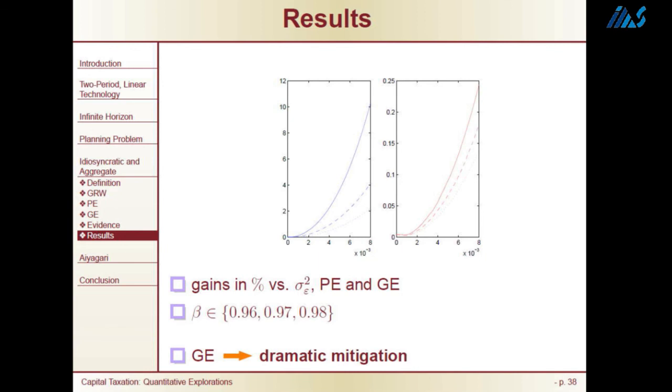The neoclassical production function. And the three curves correspond to three different values of the discount factor, because what really matters is the amount of uncertainty per unit of discounting. So it depends on beta in a very predictable way. But what you see is that in partial equilibrium, first, the range is very large, and it goes up to something like 10%. So these are very large welfare gains. But it can also be very small. And you can also see that when you move from partial equilibrium to general equilibrium, these gains are drastically mitigated. The maximum you can get in this general equilibrium calculation is 0.25%. So much, much smaller.